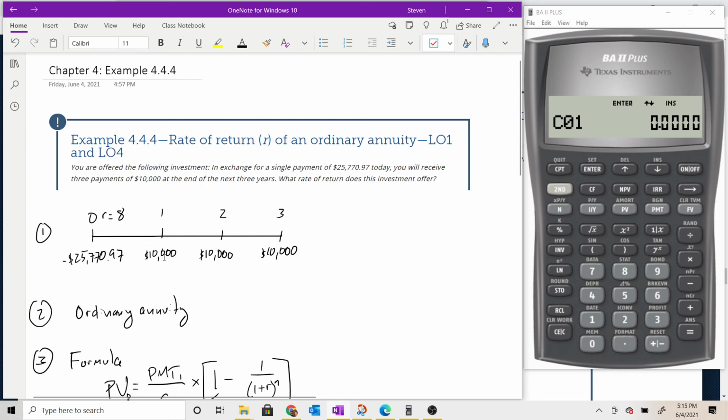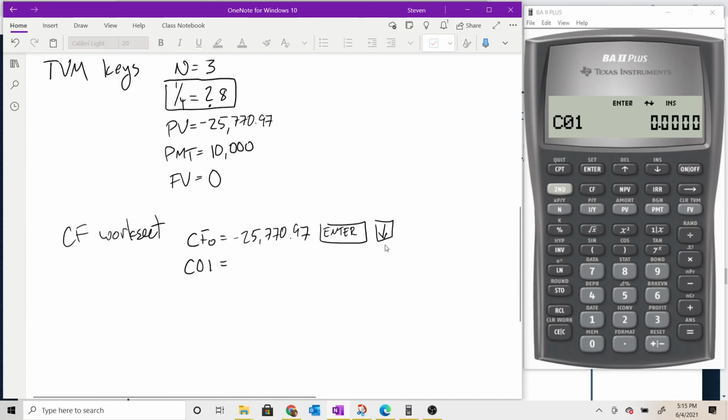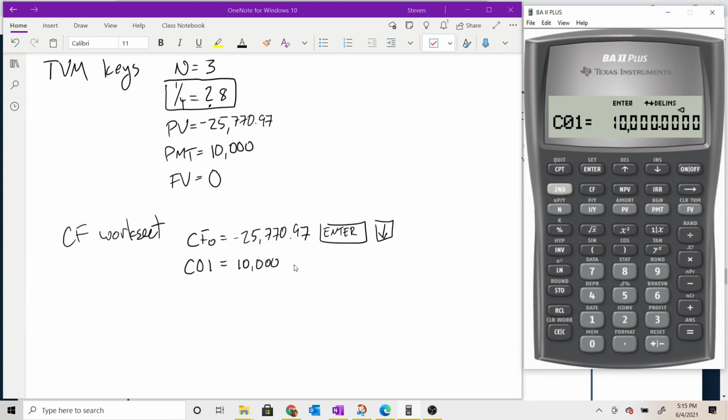For this one, that's a cash inflow of $10,000. So we're going to record a positive 10,000. Once we've typed in the 10,000, we'll press Enter to store it. And then we'll hit the down arrow key to go to the next entry.